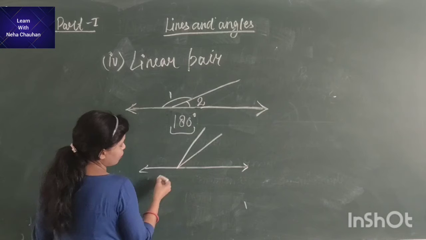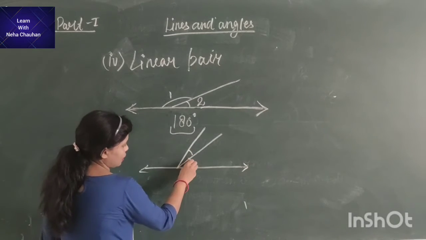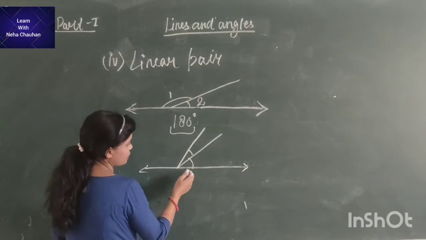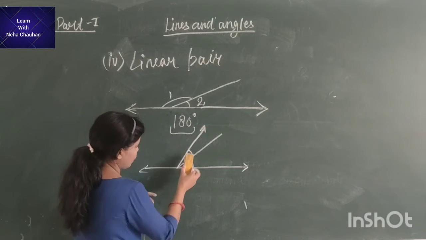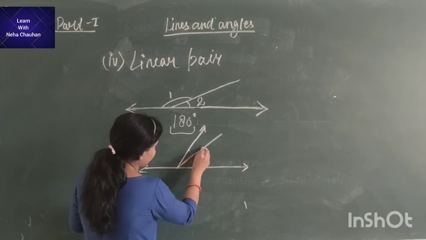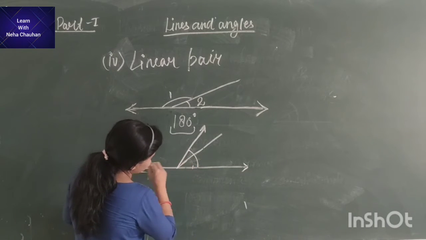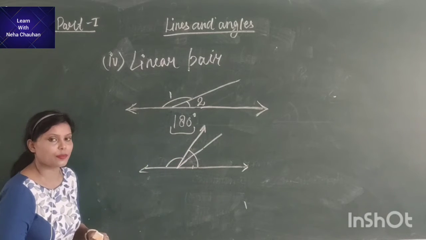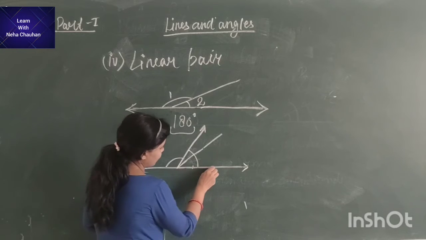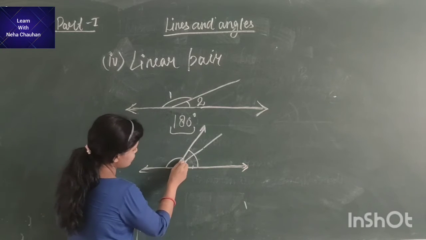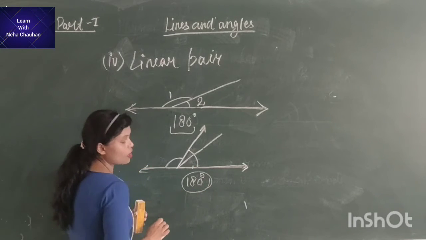Okay, so if I talk about this angle and this angle, are these a linear pair? No, these are not a linear pair. Why? Because the rays are not opposite. Okay, if I talk about this angle and this angle, are these a linear pair? Yes, they are a linear pair. Why? Because this line is opposite and the sum of this angle and this angle will be 180 degrees. That is why they are called a linear pair.